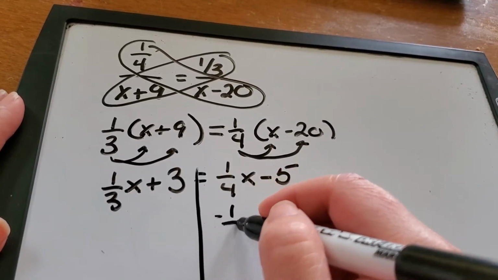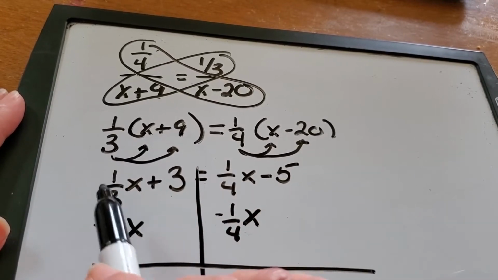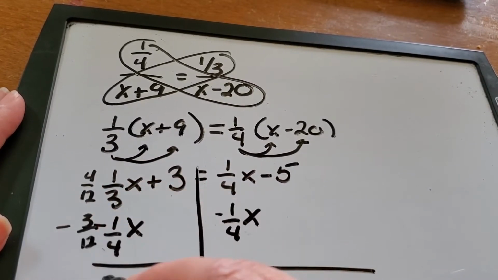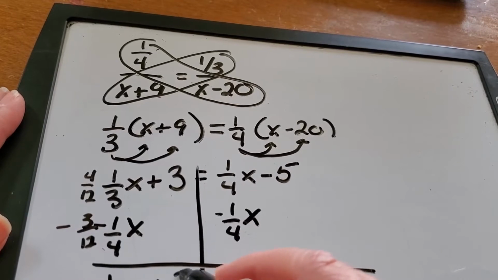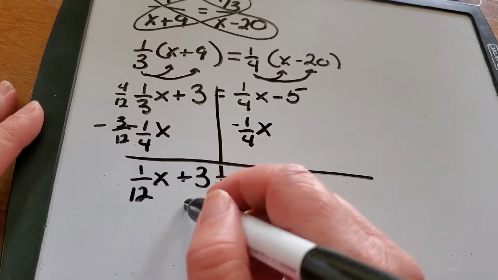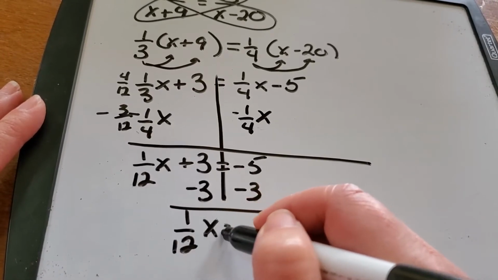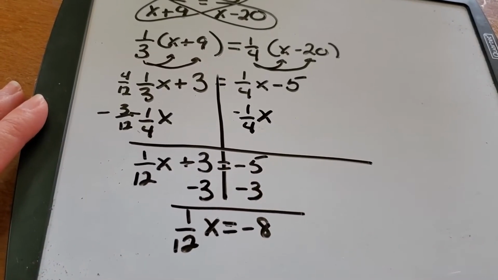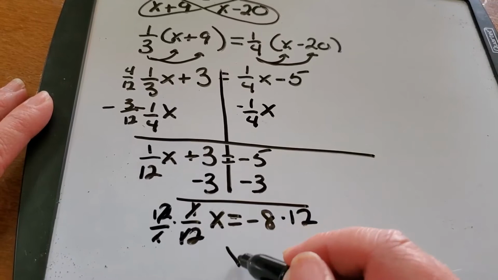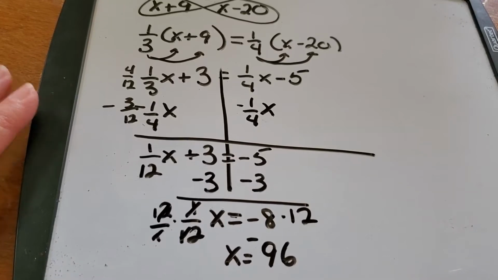Let's see, I'll subtract 1/4 x from both sides, which either I need to use a fraction button or get a common denominator. The common denominator is 12, so this is 4/12 minus 3/12, which is 1/12 x + 3 = negative 5. I can subtract 3 from both sides, and I get 1/12 x = negative 8. Remember to get rid of that fraction by multiplying by the reciprocal, 12 over 1. That'll cancel out everything there. Multiply by 12 over 1 on that side. And 8 times 12 is 96, so that's going to be a negative 96.